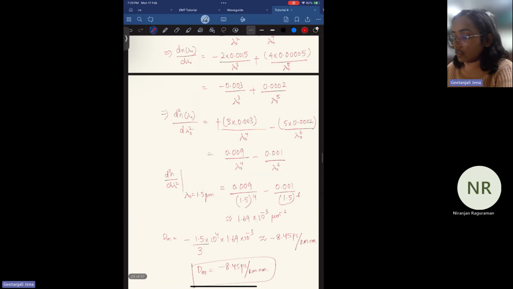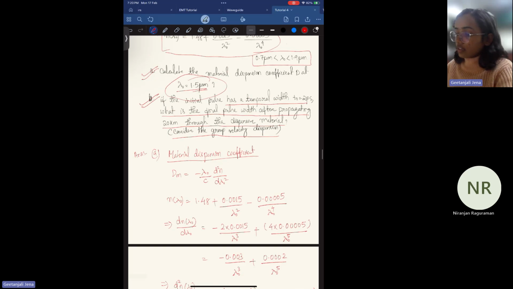Now for the second part, let us see. It is asking, if the initial pulse has a temporal width T0 of 2 picosecond, what is the final pulse width after propagating 20 km through the dispersive material? And to calculate the pulse width, it says to consider the group velocity dispersion. So ignore the material dispersion, only consider the group velocity dispersion and find out the final pulse width after propagating 20 km.